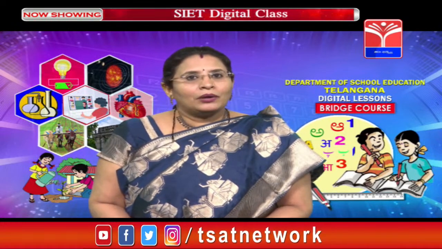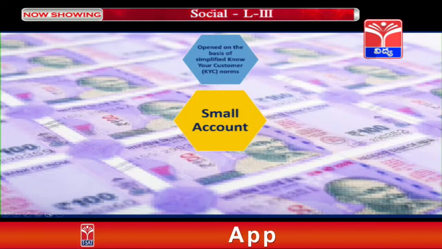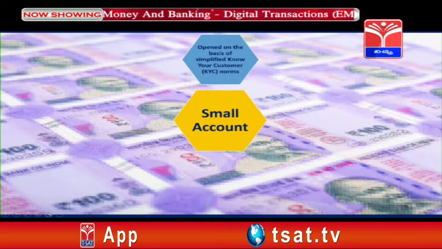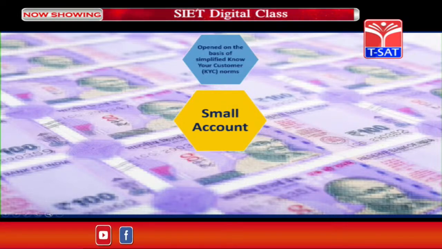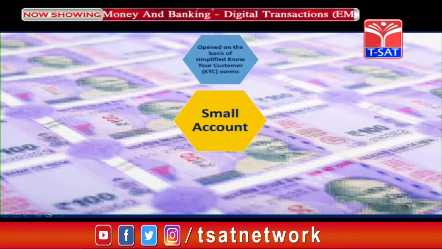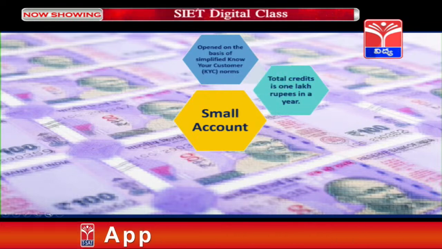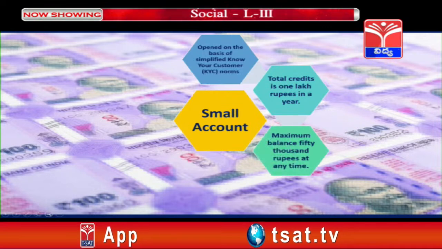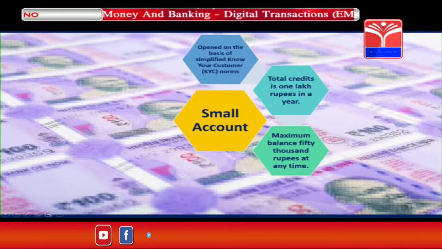Now, let us learn about another account, that is the small account. If a basic savings bank deposit account is opened on the basis of simplified know your customer norms, the account would additionally be treated as a small account and would be subject to conditions stipulated for such accounts. Total credit in such accounts should not exceed 1 lakh rupees in a year, and the maximum balance in the account should not exceed 50,000 rupees at any time.